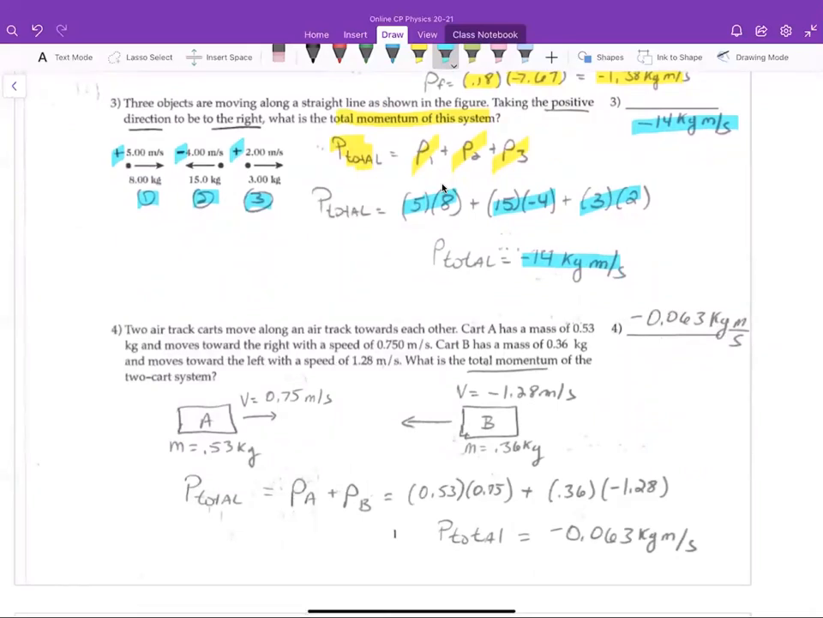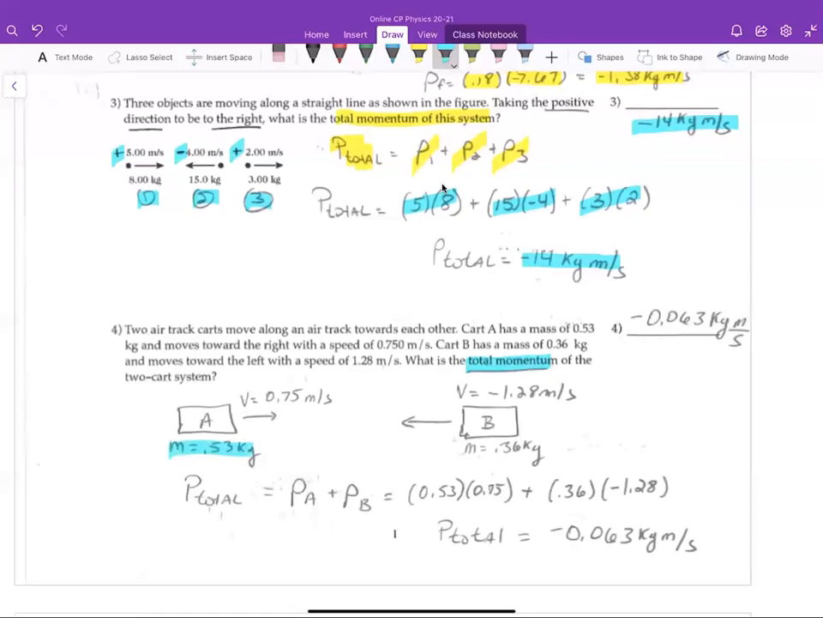Number 4, 2 air carts moving along an air track towards each other. Cart A has a mass of 0.53 kilograms, moves to the right with a speed of 0.75 meters per second. Cart B has a mass of 0.36 kilograms, moves to the left with a speed of 1.28 meters per second. Once again, it wants to know the total momentum of the 2 cart system. It didn't ask for magnitude, which means I better be paying attention to the signs.